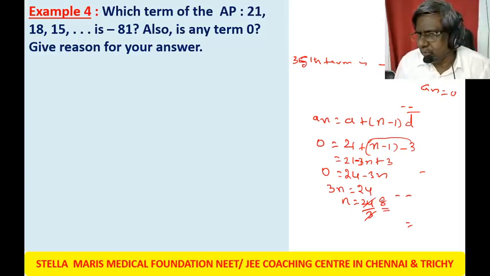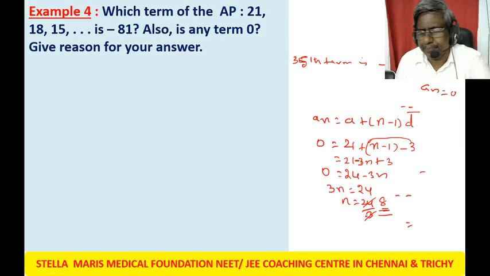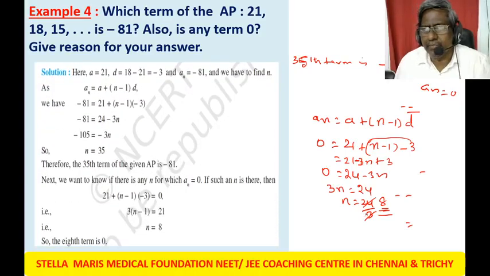So the 8th term will be 0, Babu. Babu, you are right. N you have found out as 35. Then we found out the nth term when an will be 0. The 8th term will be 0.